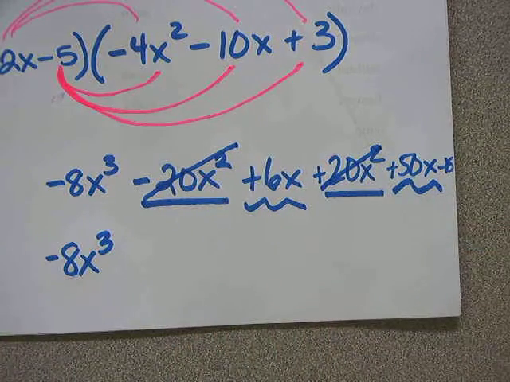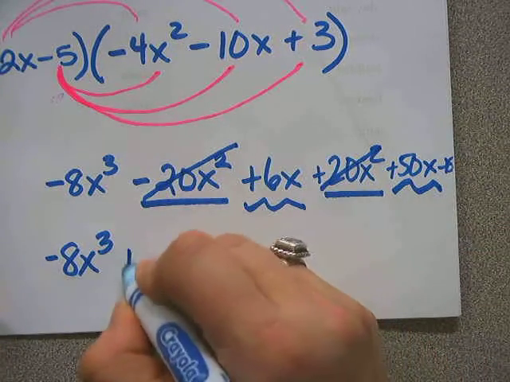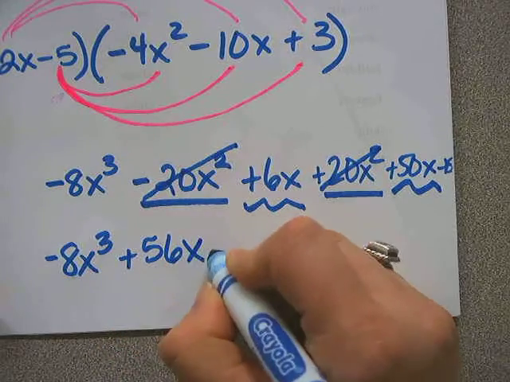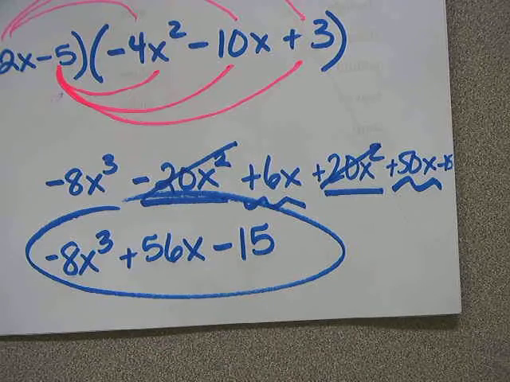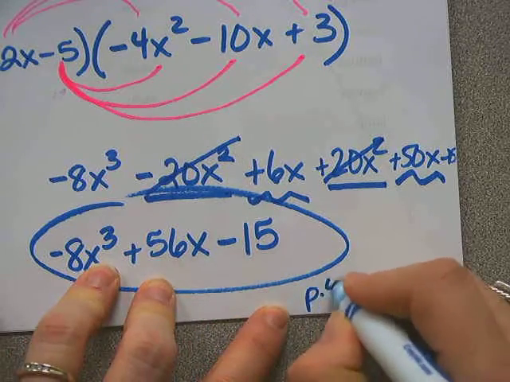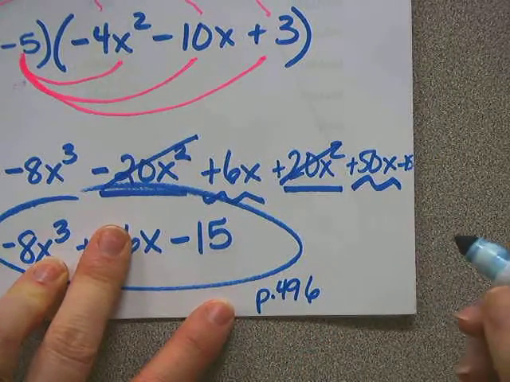So when you simplify this, you get negative 8x cubed. Negative 20x squared plus 20x squared, those are opposites, so they cancel. 6x plus 50x is 56x, minus 15. So there's our final solution.